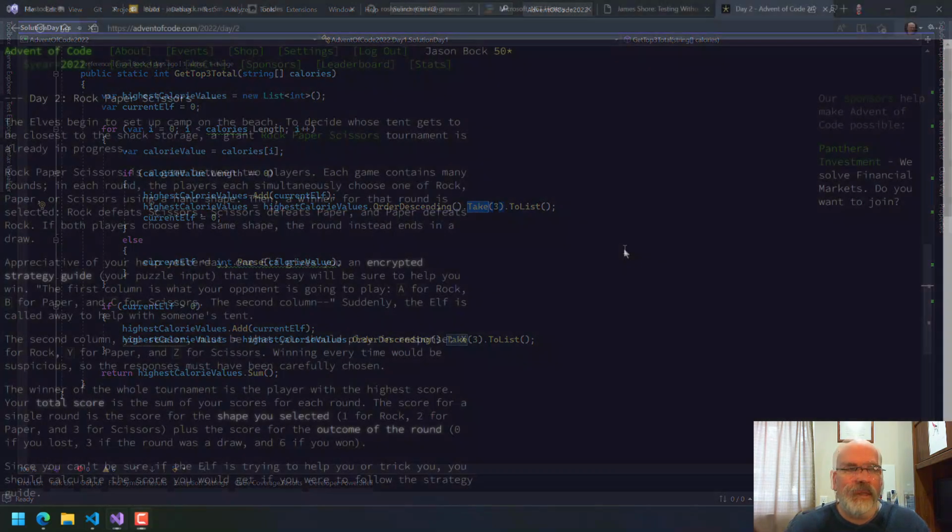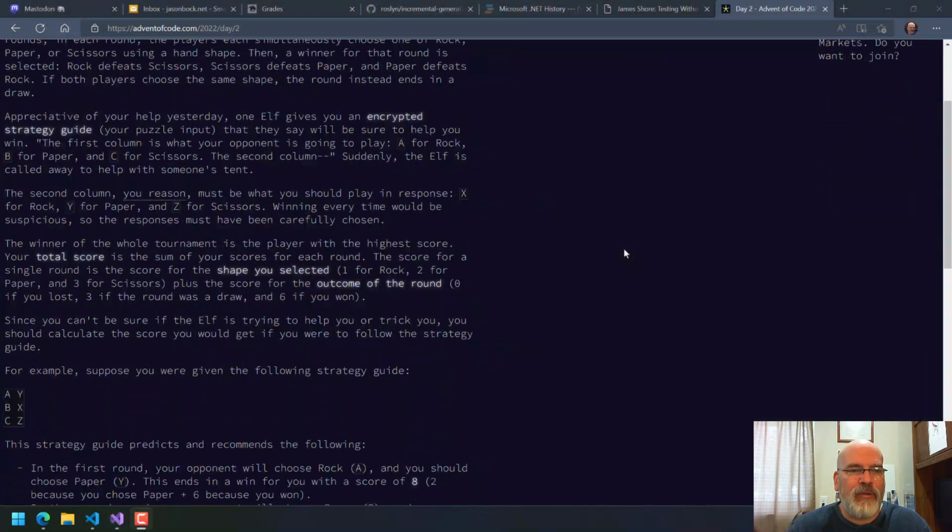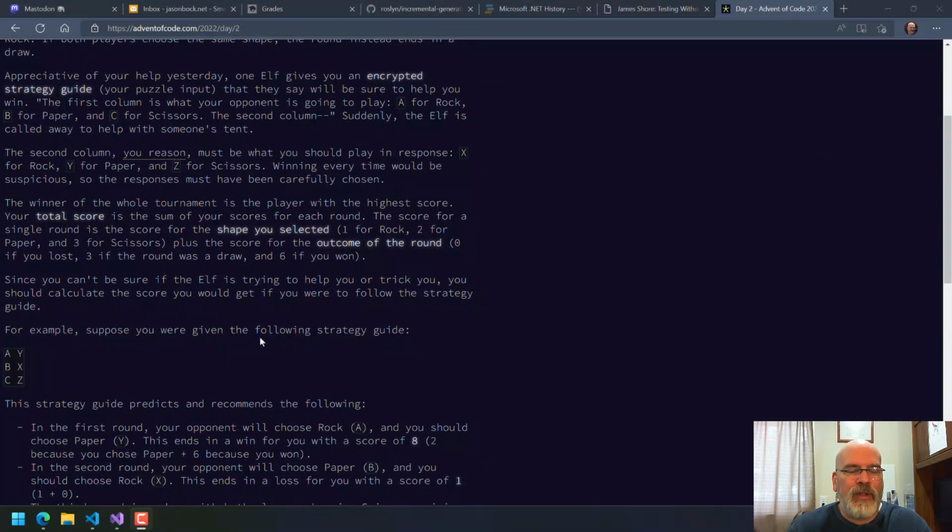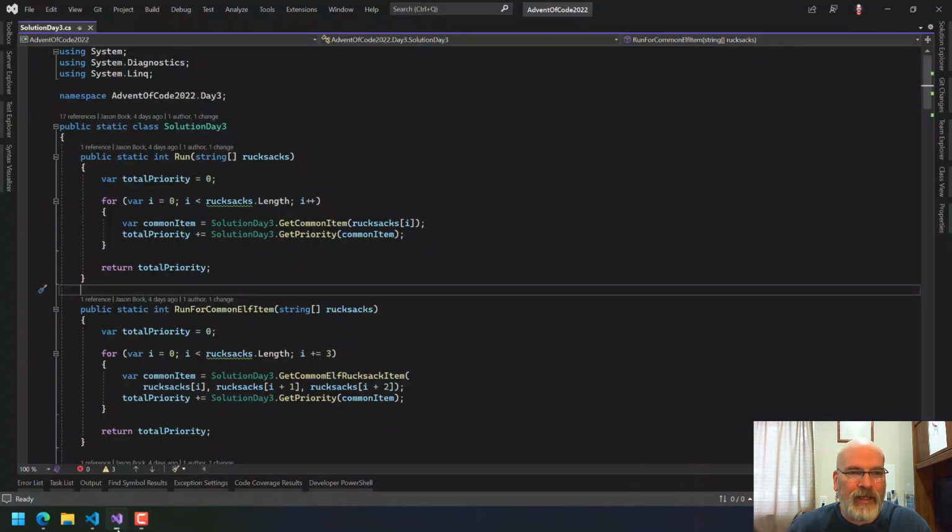I'm just using some LINQ stuff, which probably isn't the most optimal way of doing it, but again, it gave the right answer. Day 2 is rock, paper, scissors. You're given input to say what is being played, rock, paper, scissors, that game, and then your response. And in both parts, how you interpret the response changes. Okay. And then you have to basically figure out, based on what you're seeing in this file and how your responses are, what the final value is that you're supposed to give back.